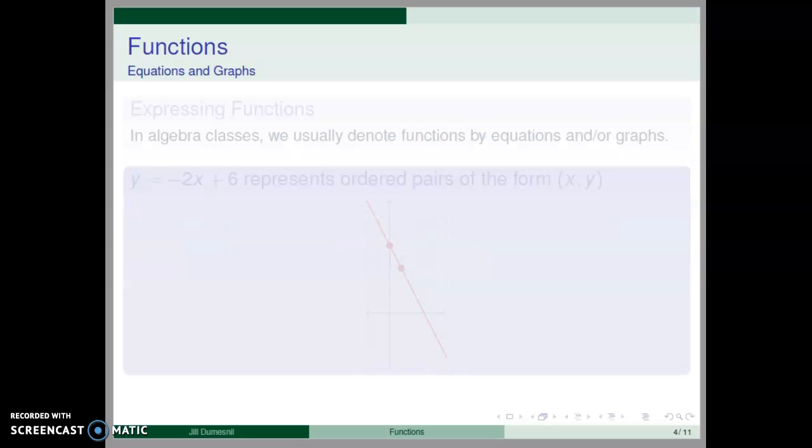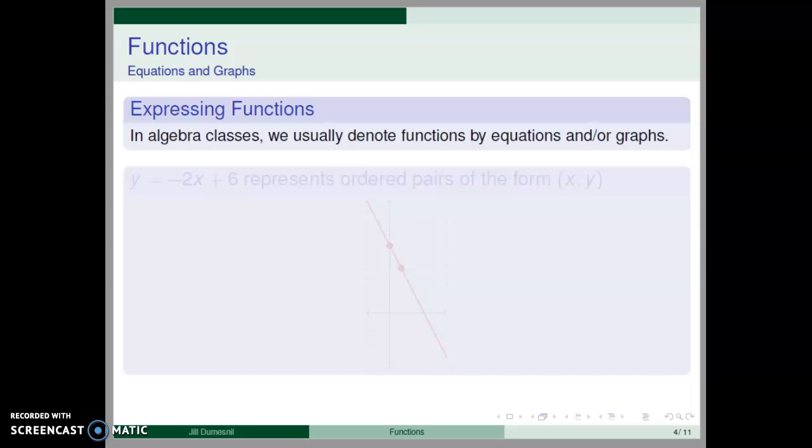Now let's consider how functions are related to equations and graphs. We've defined a function as a particular set of ordered pairs. However, listing ordered pairs is not the only way we can express functions. In algebra classes, we usually denote functions by equations and/or graphs. For example, consider that the equation y equals negative 2x plus 6 represents ordered pairs of the form (x, y).